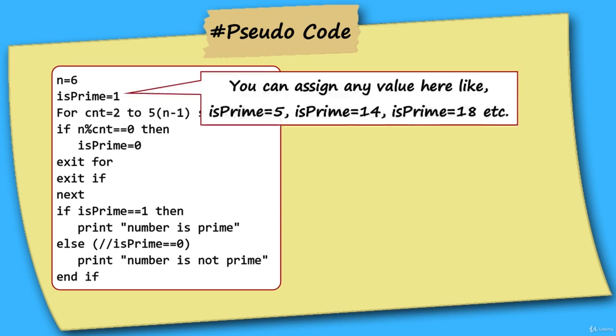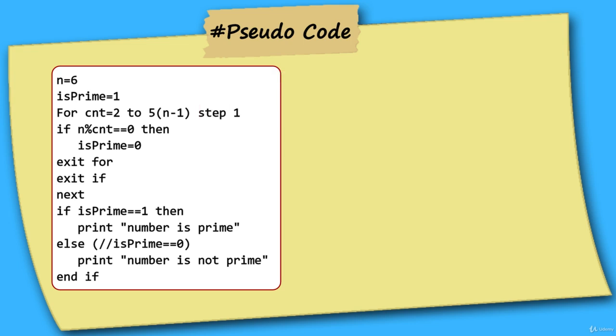You can assign the value you want. Let's say you decide that 6 means prime and 7 means not prime. It's fine. But we are going to take 0 and 1. 1 means we are going to consider it as a prime number.